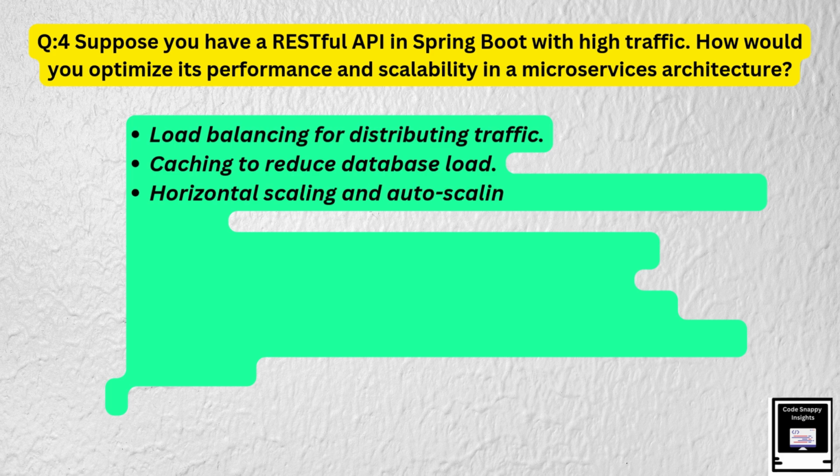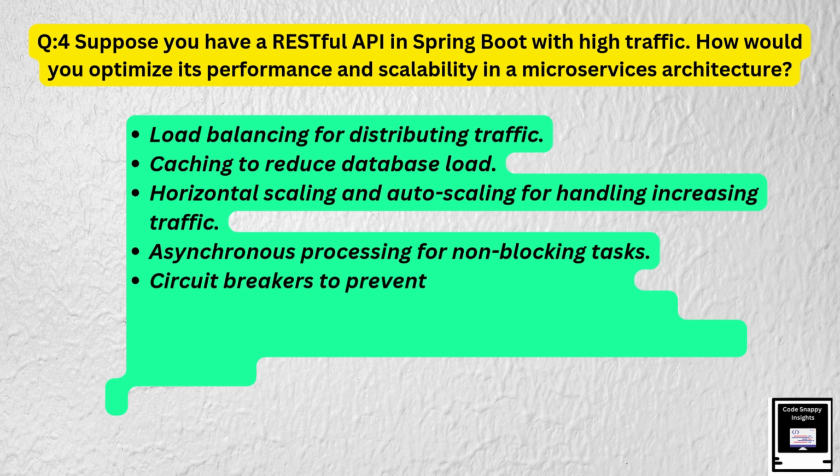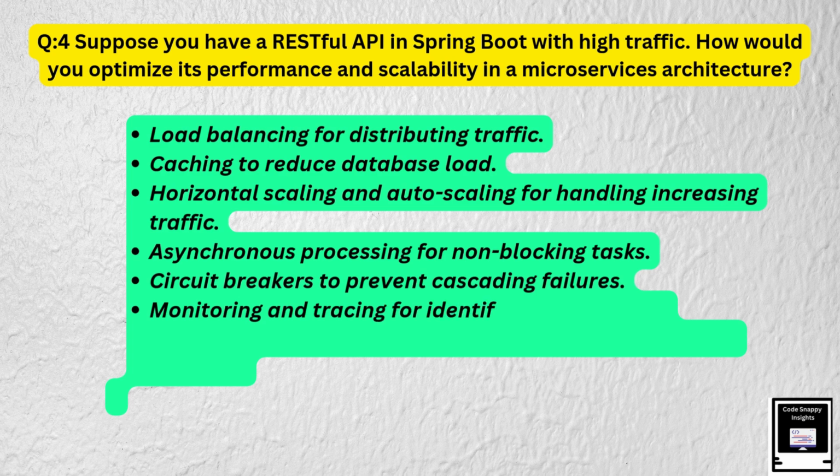increasing traffic, asynchronous processing for non-blocking tasks, circuit breaker to prevent cascading failure, monitoring and tracing for identifying bottlenecks, compression and minimizing payload to reduce network overload. These are easy to remember, but there are still a few more strategies.